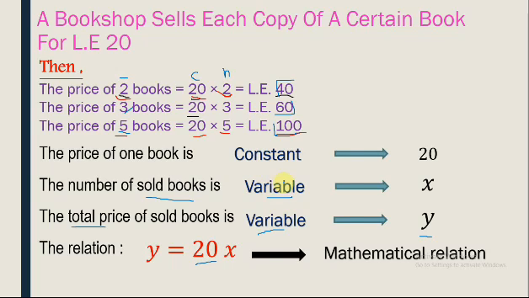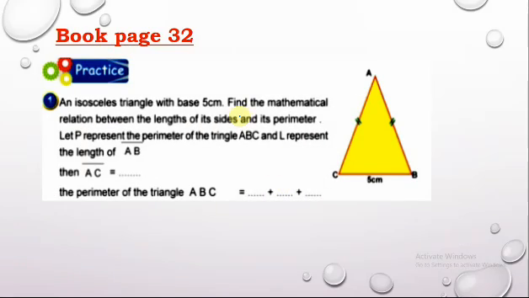Now, let's practice. In our book on page 32, an isosceles triangle with base 5 cm. Before we continue, can you find where the constant and the variable are? 5. It is not changeable. It is not a symbol. So this is our constant. Find the mathematical relation between the length of its sides and its perimeter.